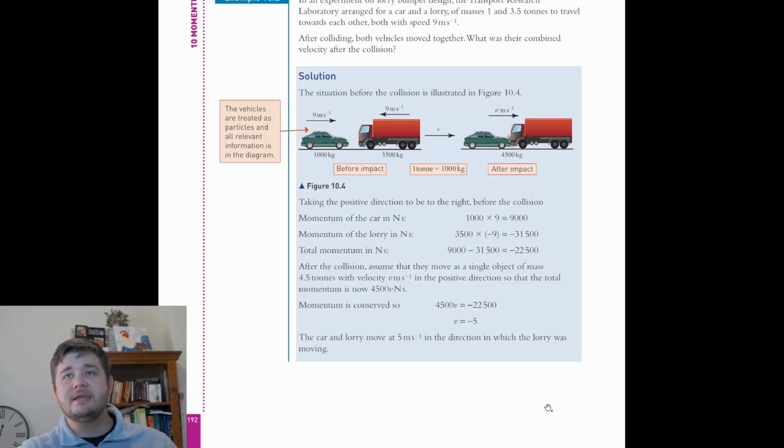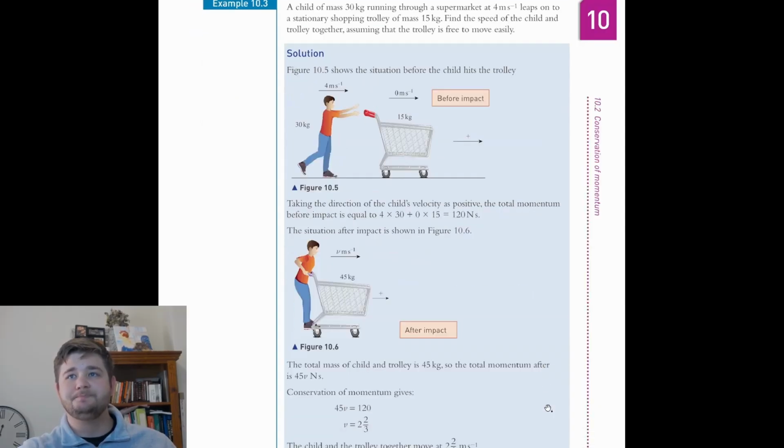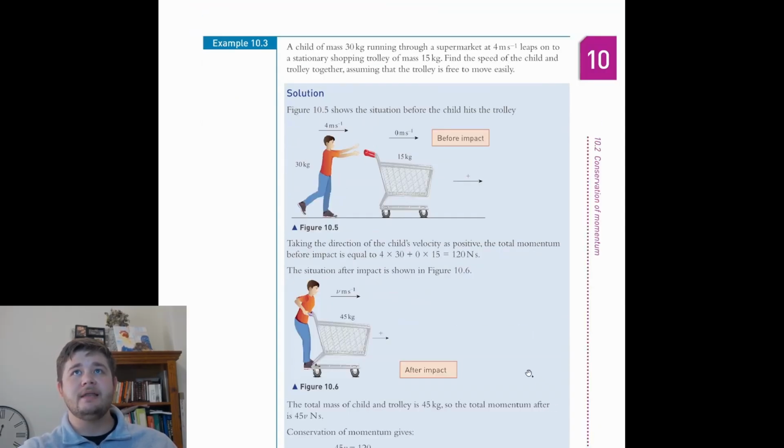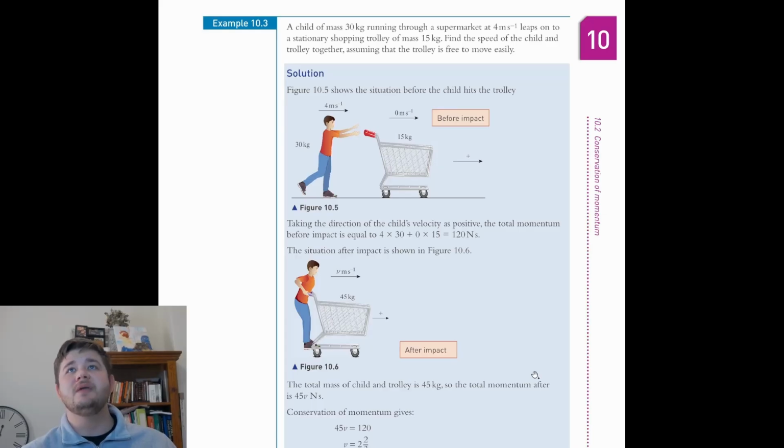Nothing too fancy there, nothing that you cannot do or that you haven't seen before. Okay, let us look at example 10.3. A child with a mass of 30 kilograms is running through a supermarket to the right at 4 meters per second. He then leaps onto a stationary shopping trolley with mass 15 kilograms. We should then find the speed of the child and the trolley together, assuming that the trolley is free to move easily. Now this is exactly what we've just done.